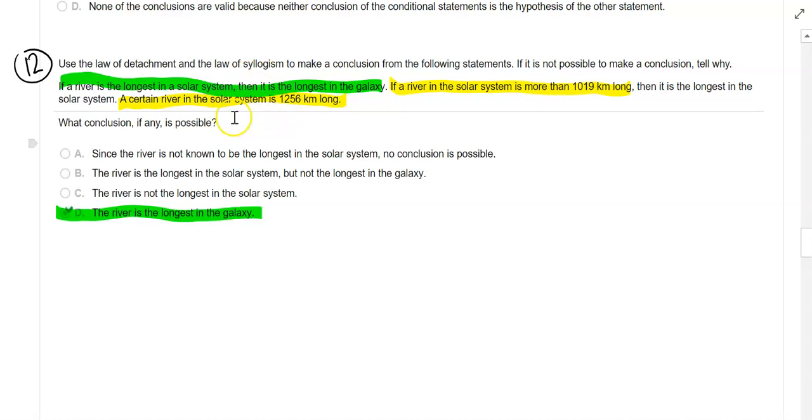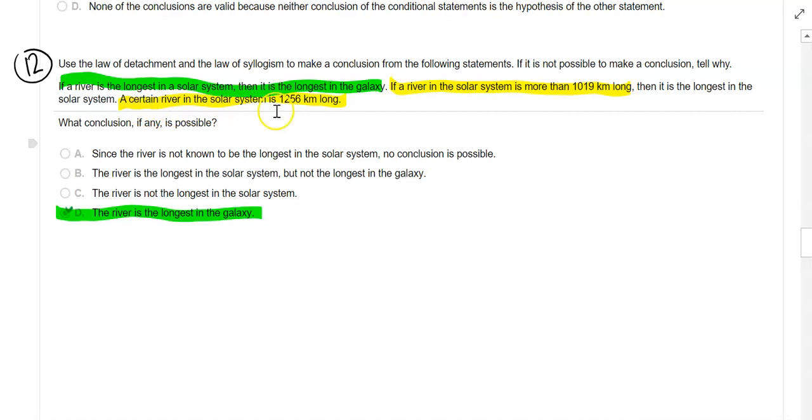So the first thing you want to focus on here is, what is the statement? If the river is the longest in the solar system, then it is the longest in the galaxy. So we're given a fact about if the river in the solar system is more than 1,019 kilometers long. So if it is, then this is a basis for whether or not it's the longest in the solar system, which will conclude that it is the longest in the galaxy.